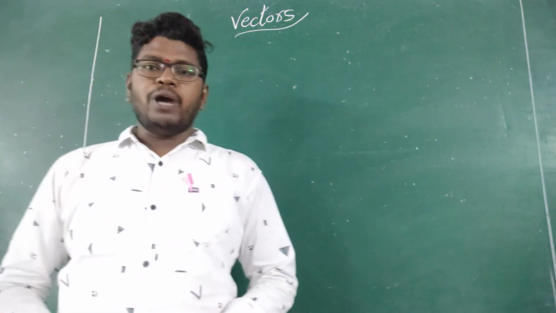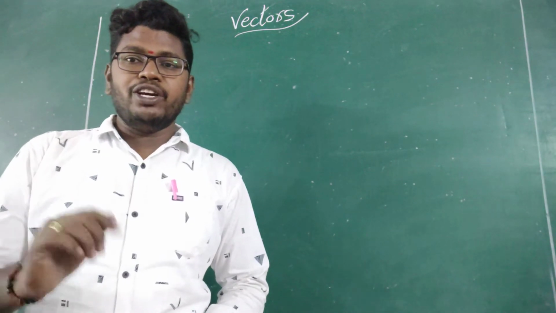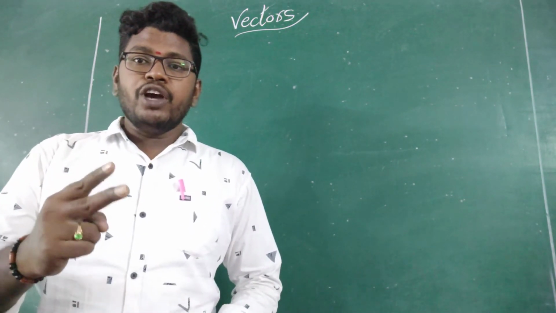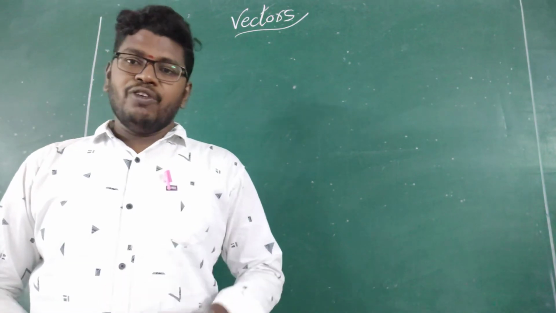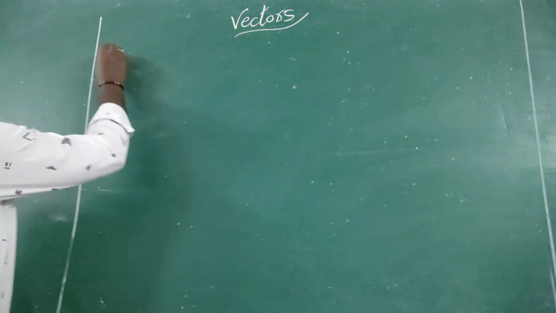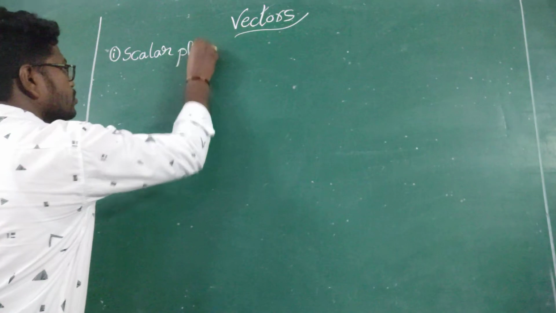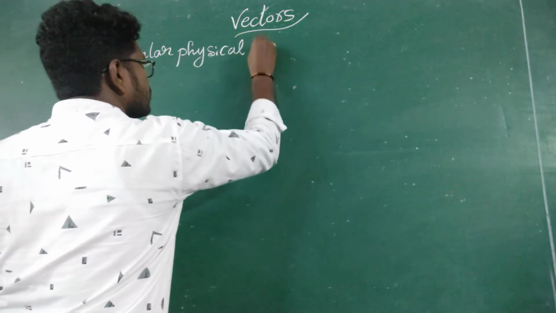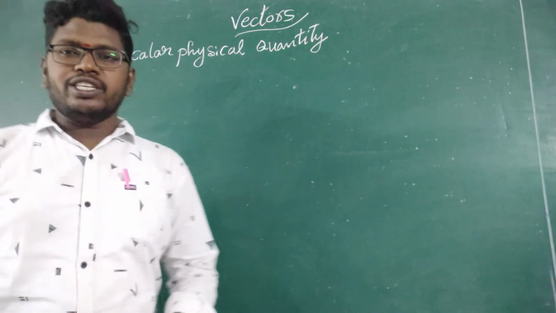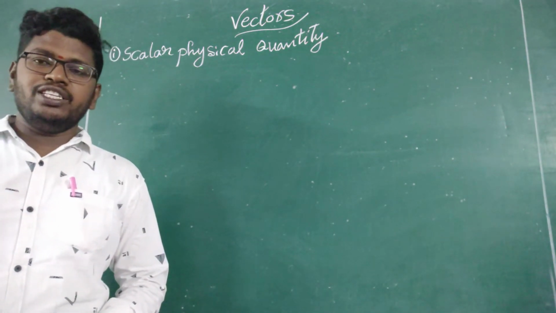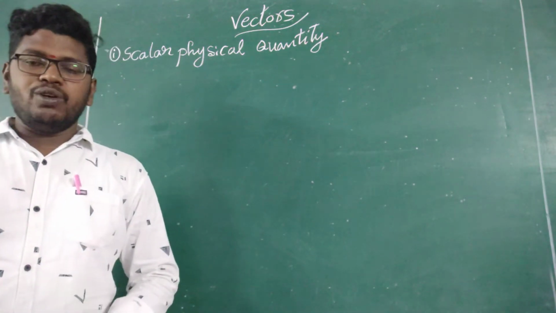Generally, according to mathematics, physical quantities are divided into so many types. Among them, we are going to discuss two important types. One is scalar physical quantity, another one is vector physical quantity. Let me discuss. So first we are going to discuss scalar physical quantities.